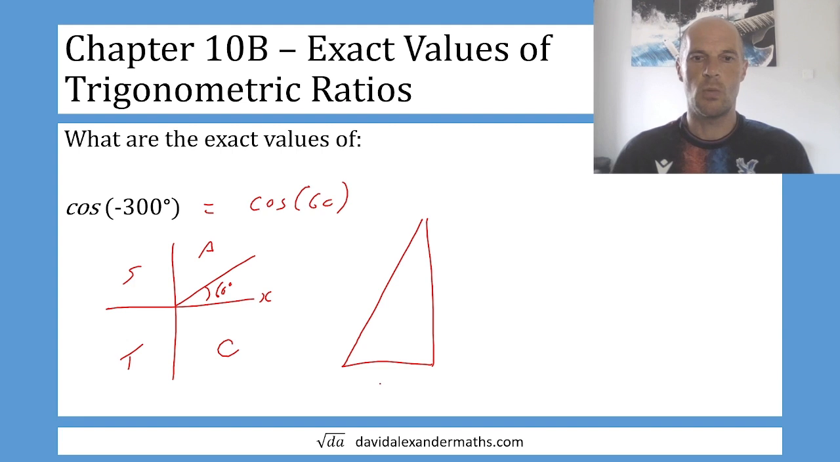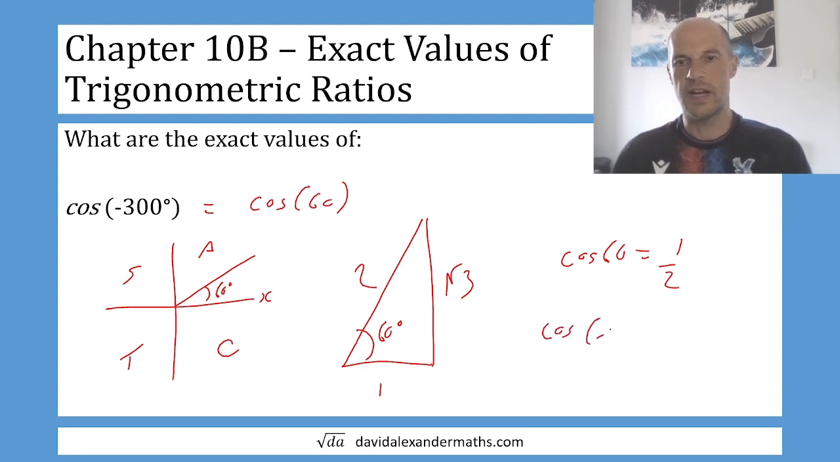Let's do our 1, 2, root 3 triangle where this is 60 degrees. So the cos of 60 is the adjacent over the hypotenuse. So the cos of 60 is 1 over 2. So therefore the cos of minus 300 is also 1/2.